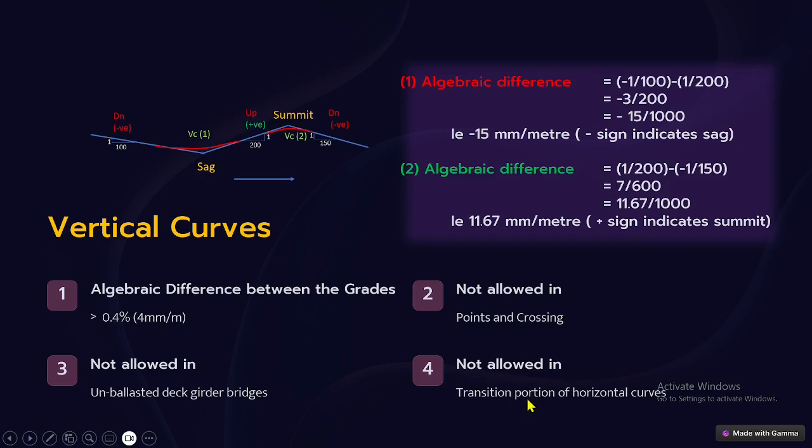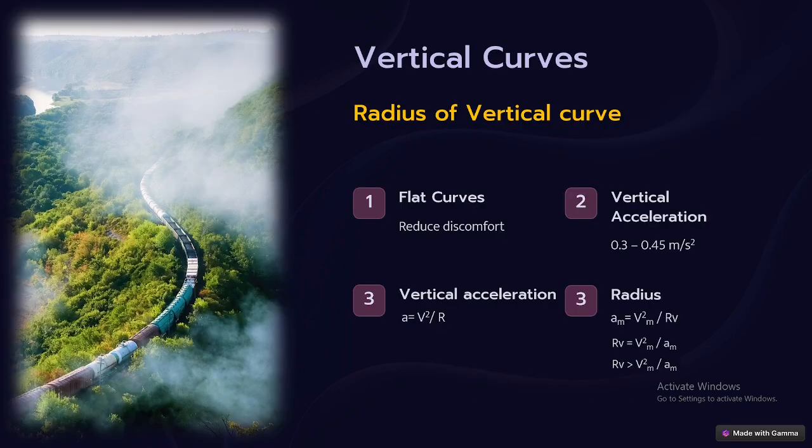And also the transition portion of the horizontal curve. Here also, because one base rail will be horizontal and on the other rail only we are providing the easement, the super elevation easing out, that will be a grading curve. Because of the level difference, that location also will be critical. We are not supposed to allow a vertical curve at these locations.